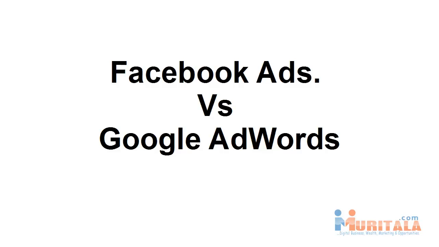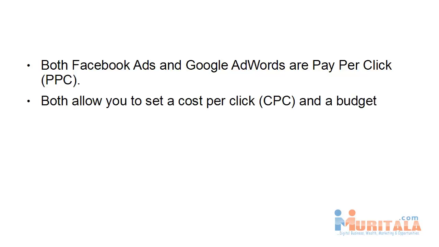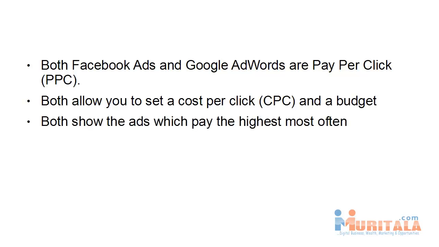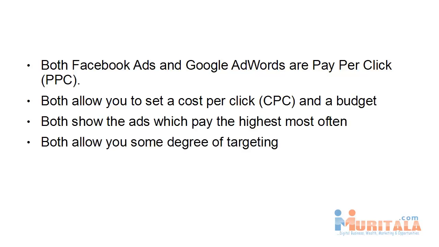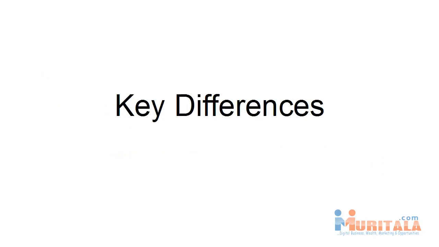Well, there are certain similarities. First of all, both Facebook ads and Google AdWords are pay-per-click or PPC. At least Facebook does have a PPC option. And both allow you to set a cost per click, otherwise known as a CPC, and a budget. Both will show ads which pay the highest most often. Both allow you some degree of targeting, and both have different ad types which enables you to match the ad to the target audience. But that's about where the similarity ends. So let's take a look at some of the key differences between advertising on Google AdWords and advertising on Facebook ads.